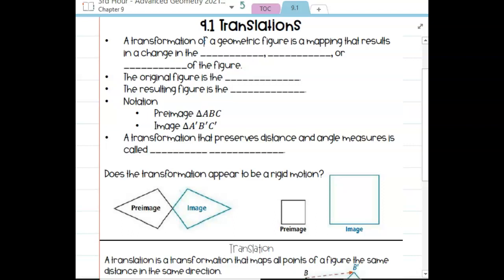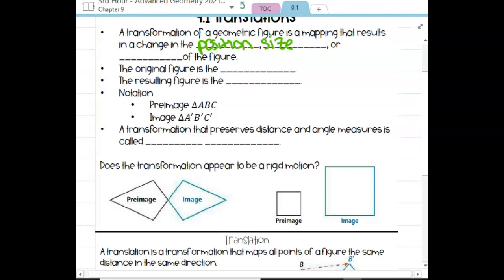When we talk about a transformation, there's 3 things that a transformation can do. A transformation of a geometric figure is a mapping that results in a change of either the position, the size, or the shape. It takes this figure, like a square or a circle or a triangle, and it either changes its position, which just means its location, moves it from here to here. It can change the size, bigger, smaller, or it could move the points and turn its shape around.